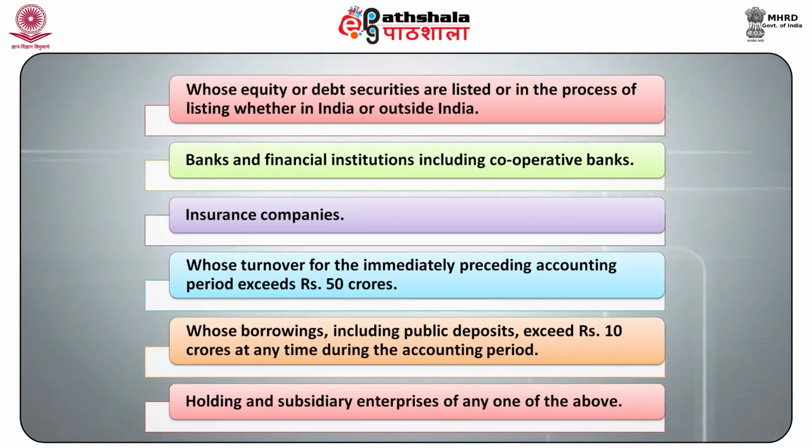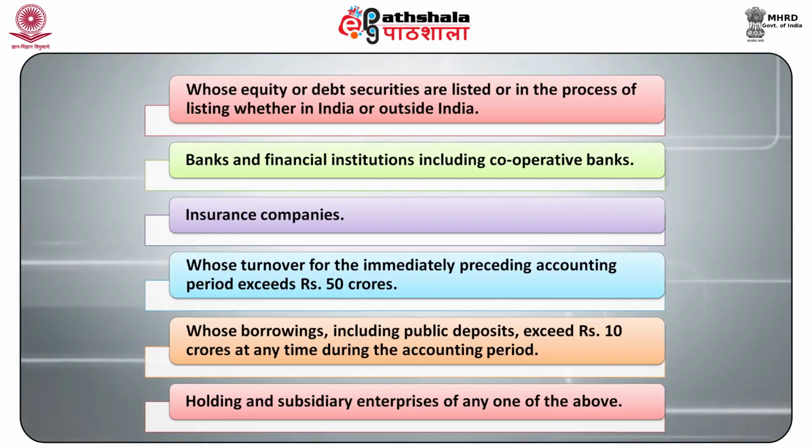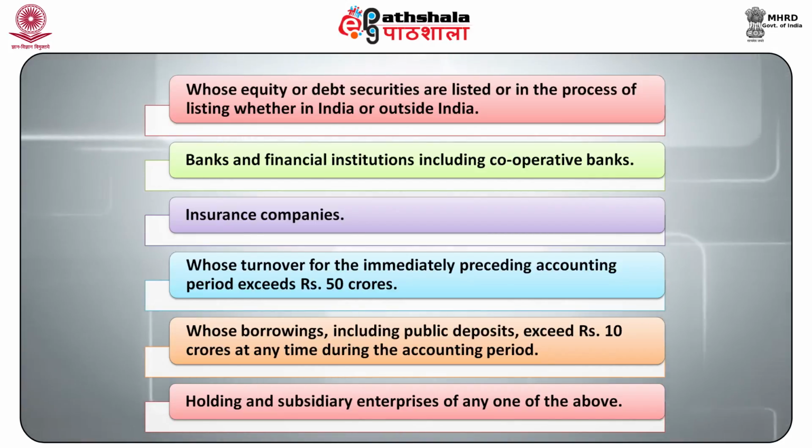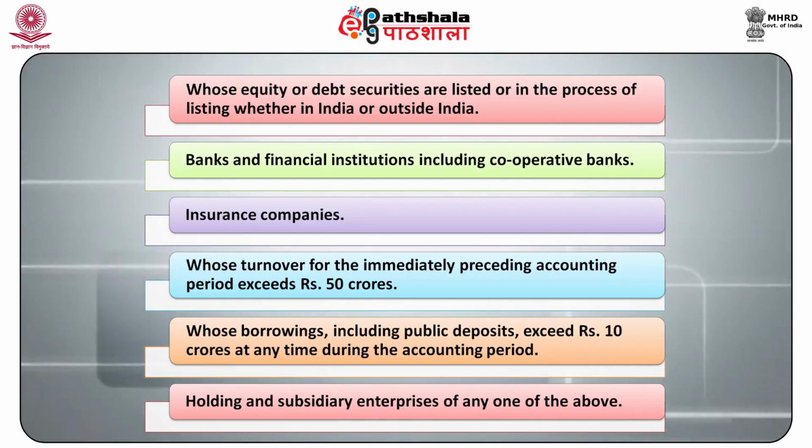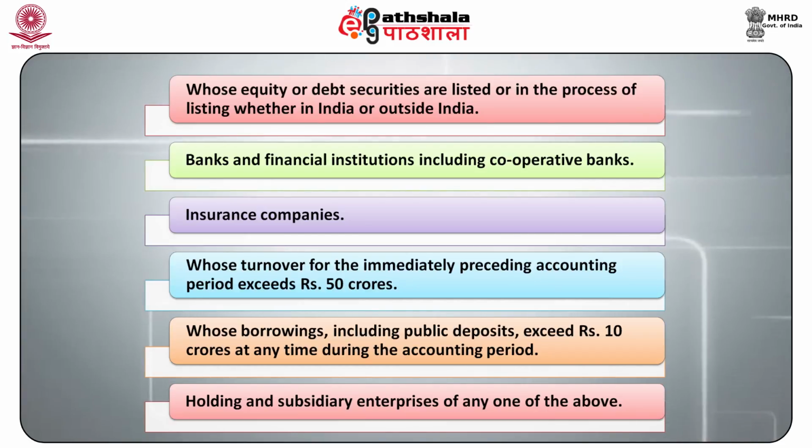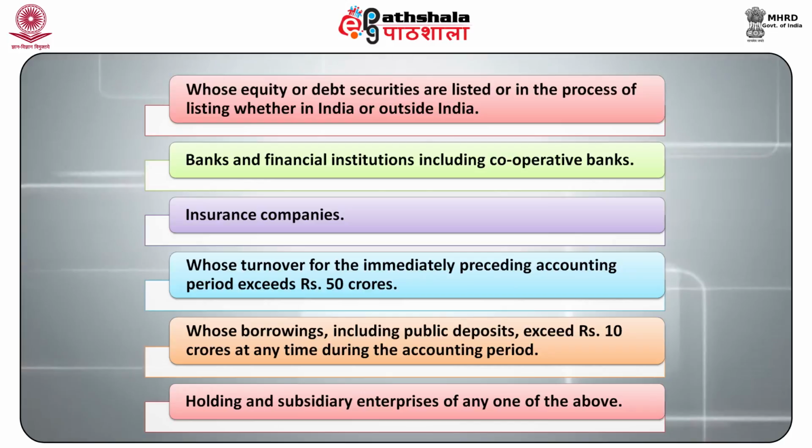Number 2, banks and financial institutions including cooperative banks. Number 3, insurance companies. Number 4, whose turnover for the immediately preceding accounting period exceeds rupees 50 crores. Number 5, whose borrowings including public deposits exceed rupees 10 crores at any time during the accounting period. Number 6, holding and subsidiary enterprises of any of the above.